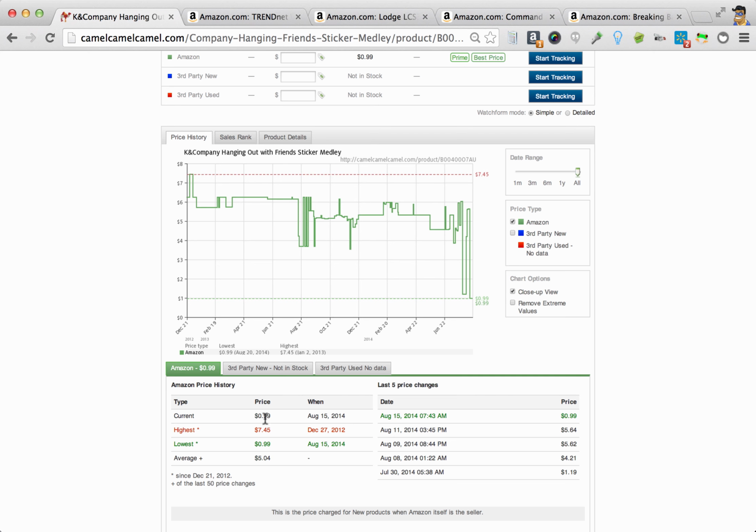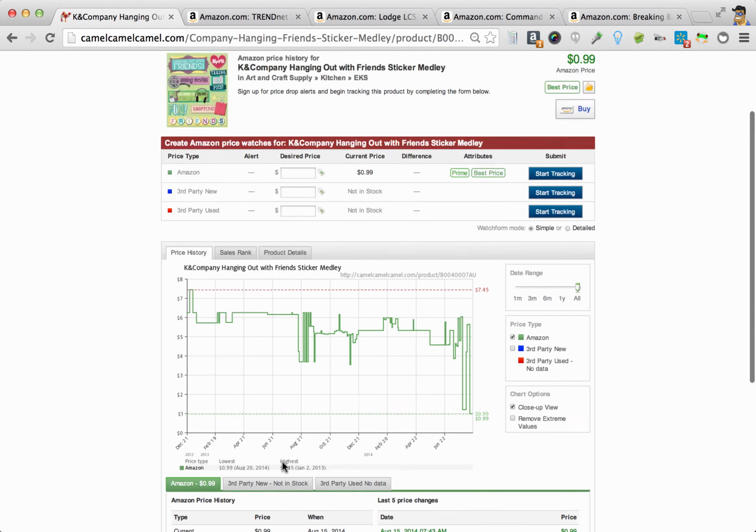That's the price you want to put in. Maybe bump it up a little bit because if it doesn't hit exactly that low, you're not going to get the alert. But get the alerts. It's so easy and it's free to do.